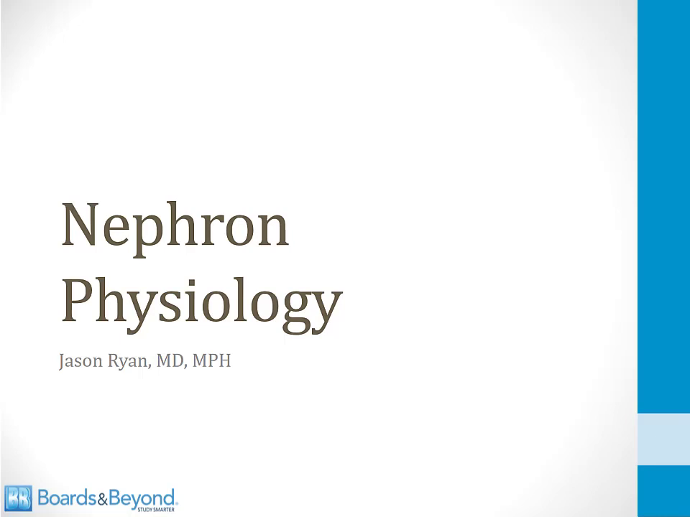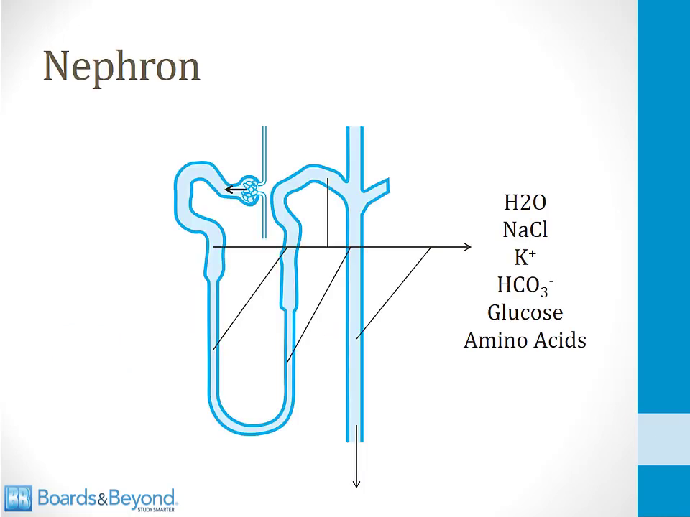Hi everybody and welcome to our module on nephron physiology. Shown on the screen is a drawing of the nephron. You can find millions of these in the human kidneys, and the job of the nephron is to filter the blood and make urine that will be excreted from the body, basically to take some elements out of the blood and excrete them in the form of urine and leave others behind.